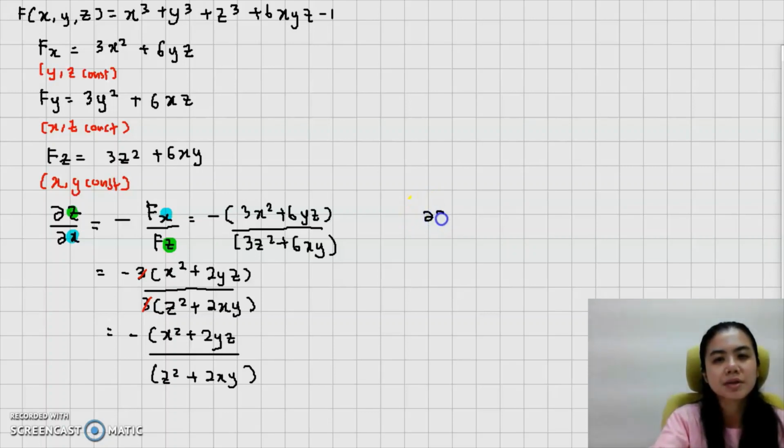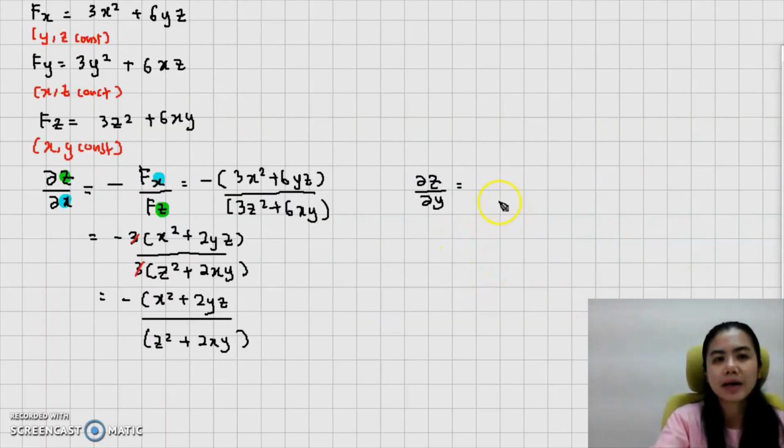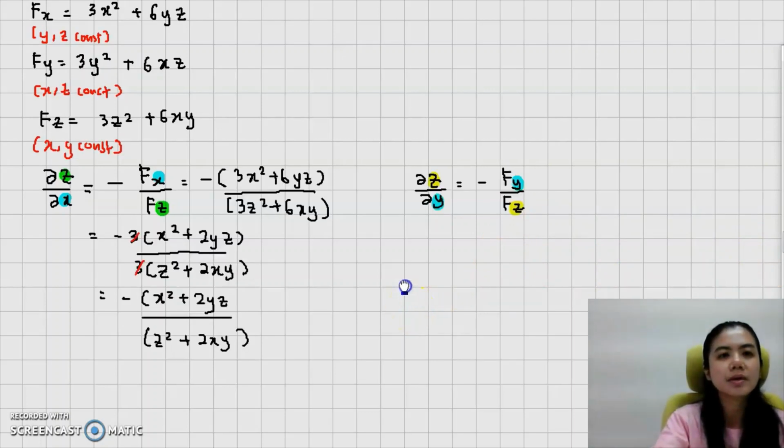So that is the partial derivative where we differentiate with respect to x. Now let's differentiate with respect to y, and the formula will be minus, it is always minus, fy divided by fz. So we have fy here and fz here, right? And to do the substitution is as usual.